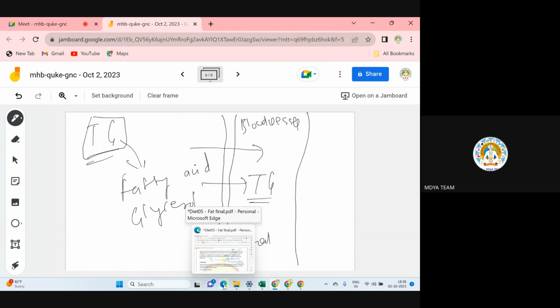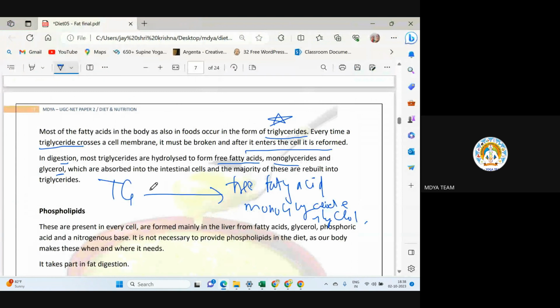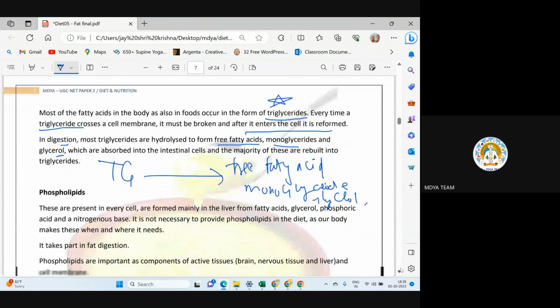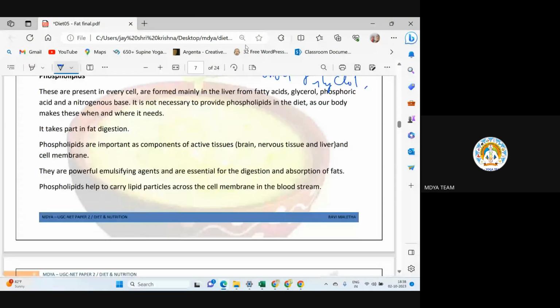Okay, so this is triglyceride, and the function of triglyceride: triglyceride is the most abundant fat in our body. Most of the fat is present in the form of triglyceride, and in nature also, most of the fat is present in the form of triglyceride. Next is phospholipid.